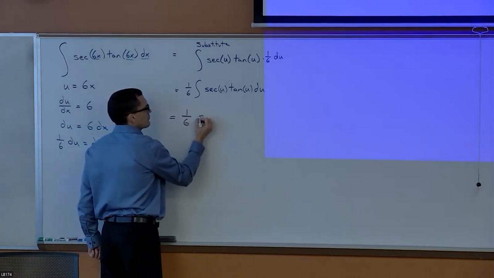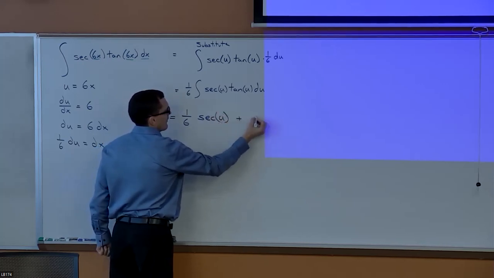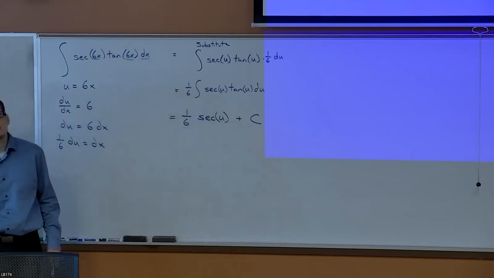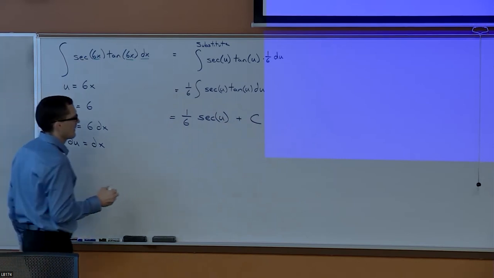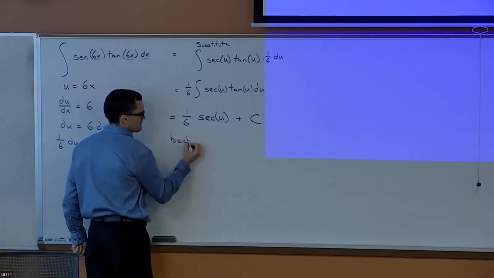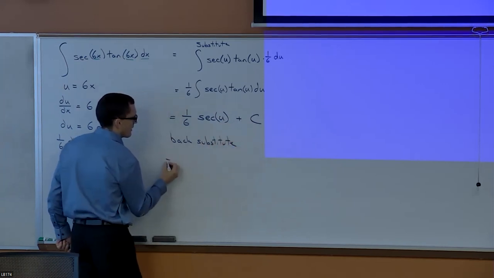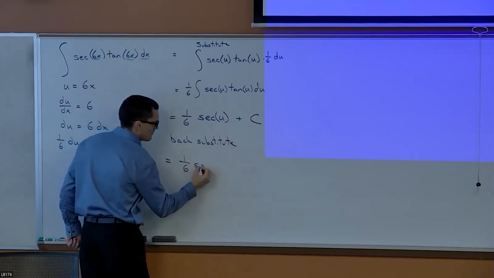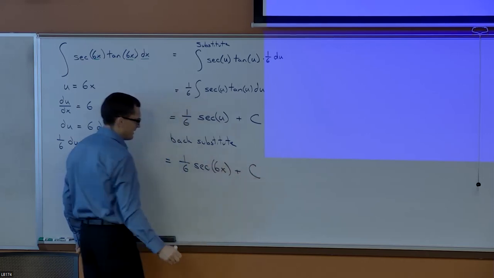So when you take the derivative of secant, you get secant times tangent. That was one of those back in chapter 5, basically. So that's secant. And then you can back substitute. And get 1/6 secant of 6x plus c.